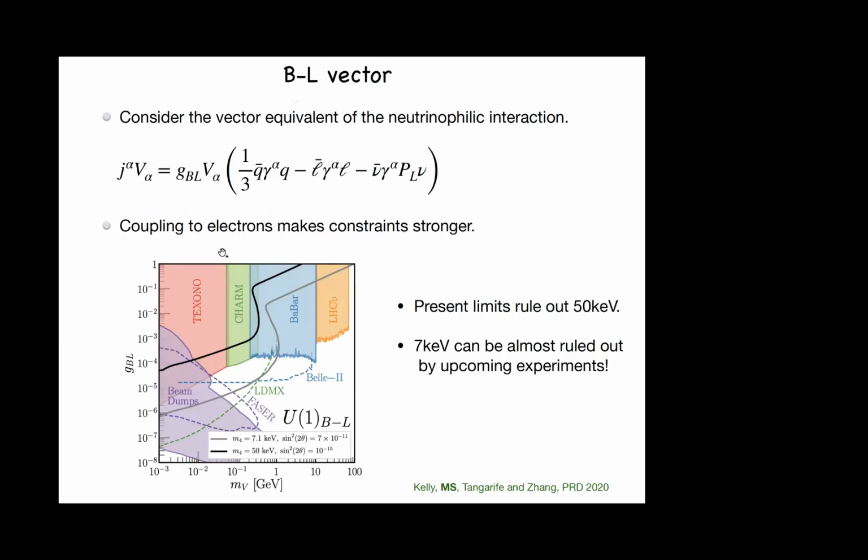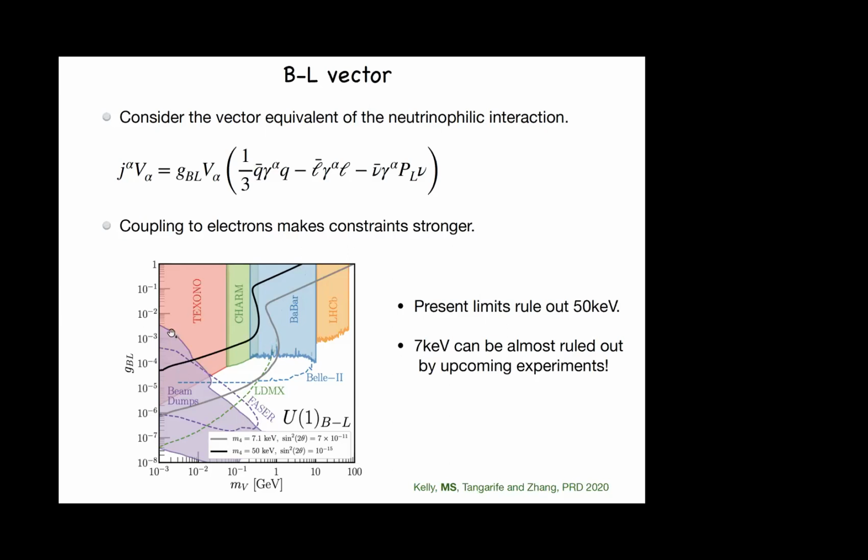So you have bounds from neutrino-electron scattering, because in this case you can actually couple to the electron. So there are bounds on neutrino-electron scattering from CHARM and TEXONO and so on. You have electron-positron constraints from Belle and BaBar, which essentially rule out a large part of this parameter space. Then you have beam dumps and LDMX and Phasor, which also rule out almost the entire parameter space.